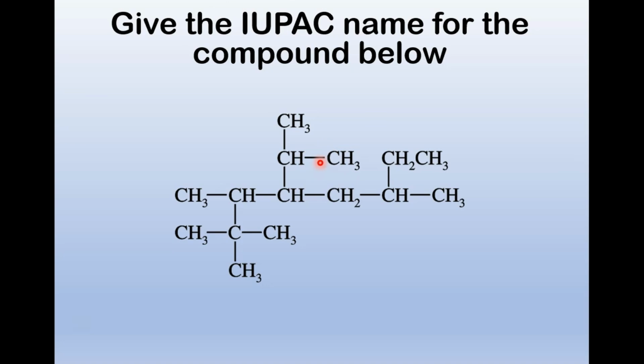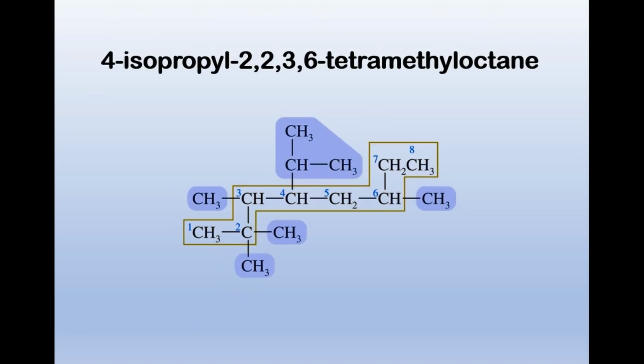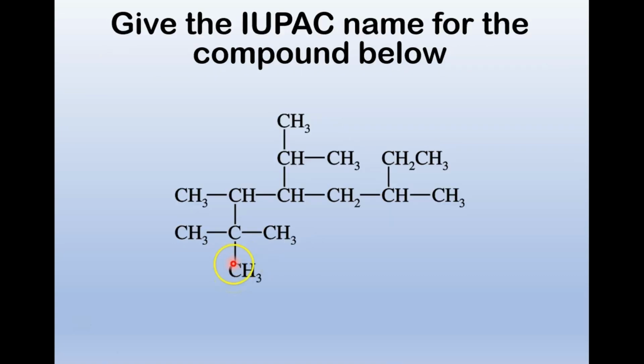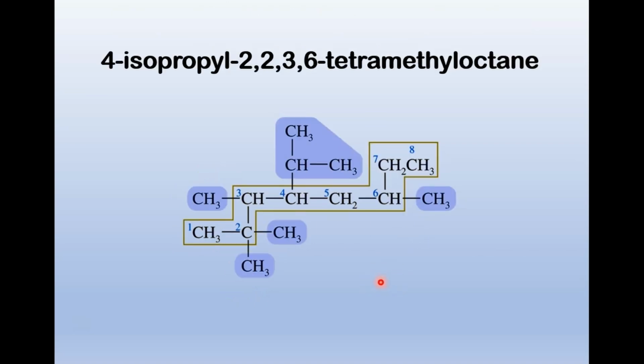To me, this looks like 1, 1, 3, 4, 5, 6, 7, 8. 1, 2, 3, 4. So there it is. 4-isopropyl. That was a senior moment. All right, 2,2,3, and 2,2,3, and 6-tetramethyl. All right. So 4-isopropyl-2,2,3,6-tetramethyloctane.